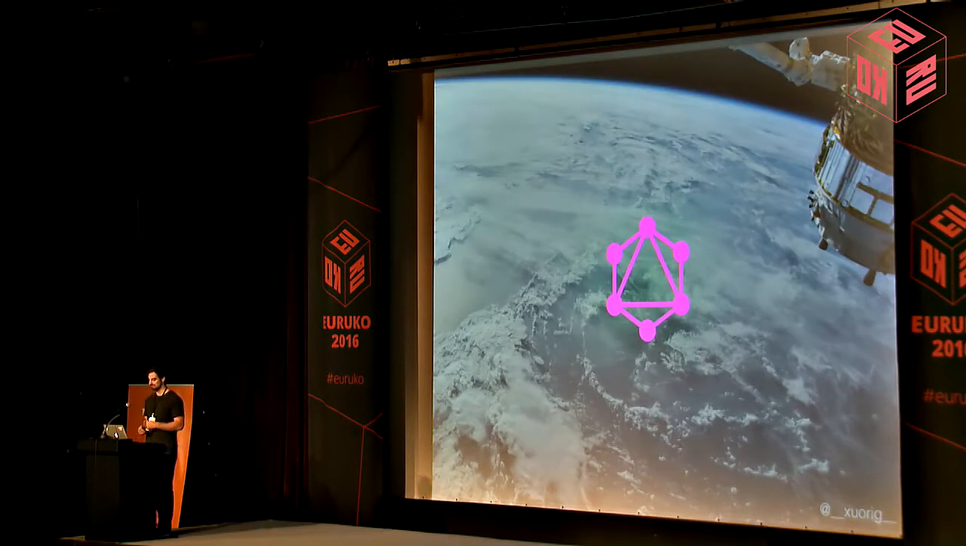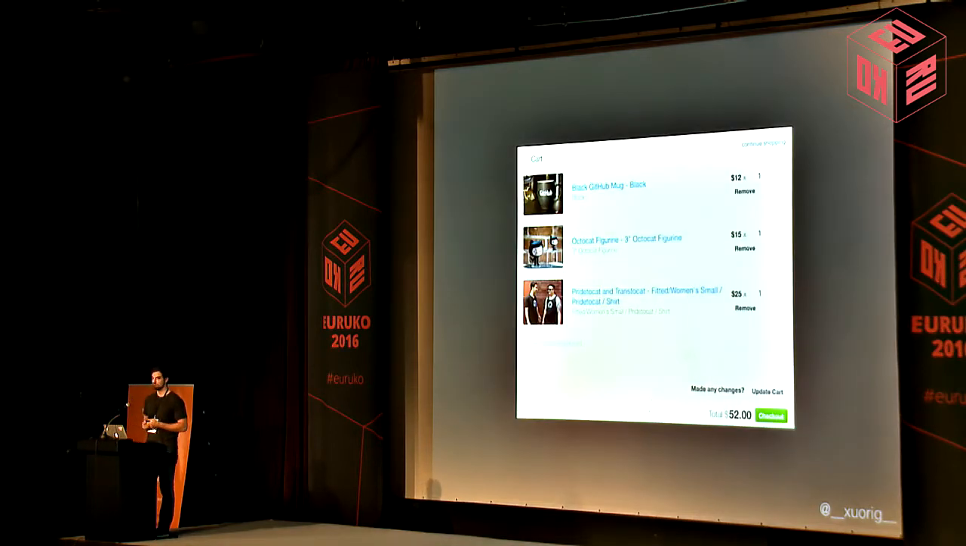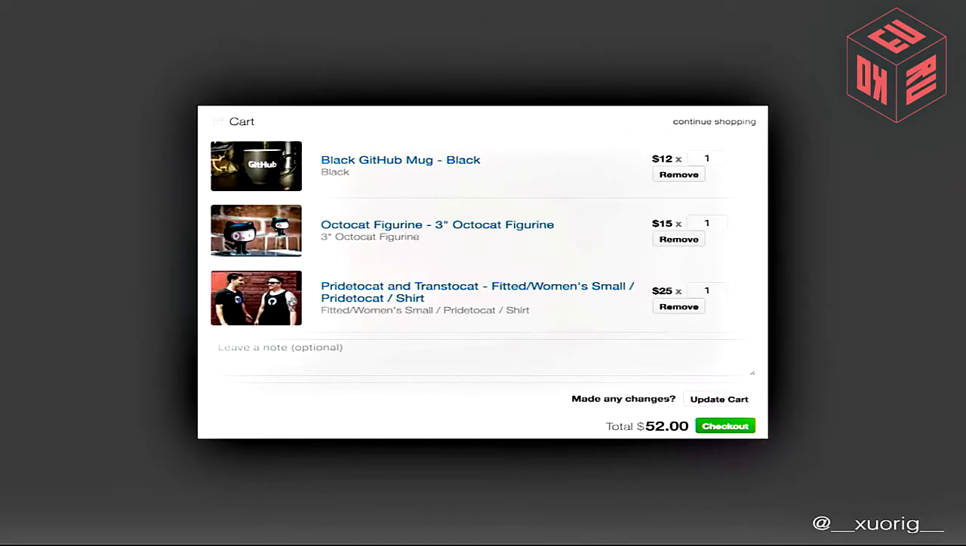So today we're going to talk about GraphQL. But before we start doing that, we're going to start telling a little story of how we currently fetch data from our client apps and how we structure our APIs generally. So let's start with a simple UI component and examine what data we need and how we're going to fetch it. And I've chosen the GitHub cart component here.